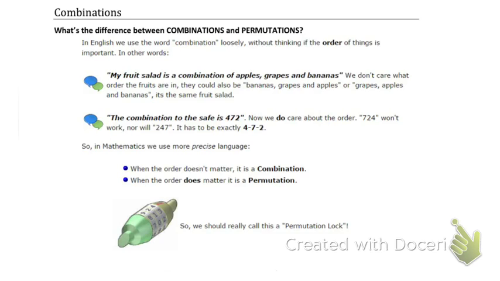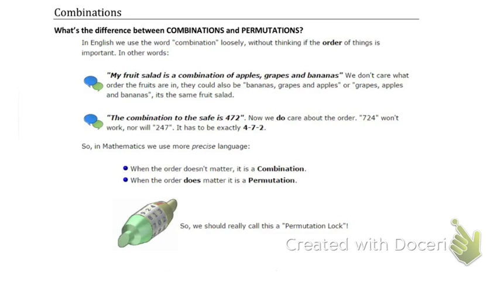On the flip side, think about the combination to a safe. Your combination to your safe is 472. If you go to your locker and you do your numbers out of order, does your locker open? I hope not. Your locker, you have to do 472 in that particular order. Order definitely changes the result of your locker combination.